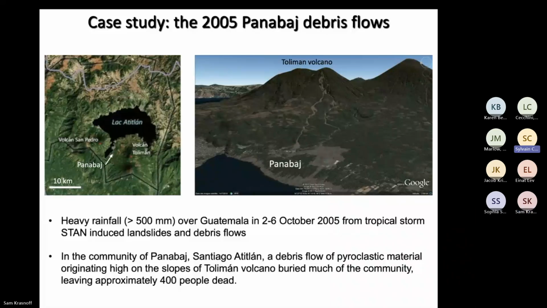This volcano is a dormant volcano. It's not active, and you can see on the three-dimensional model on the right side the initiation of this debris flow pretty high on the slope of the volcano. This debris flow used some previous channels that were used by previous debris flows at this volcano, and went all the way down to Lake Atitlán. And between the lake and this volcano, there is a town called Panabaj that was unfortunately buried and destroyed by these debris flows.